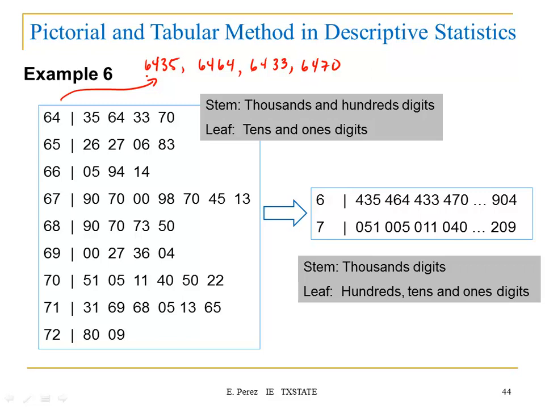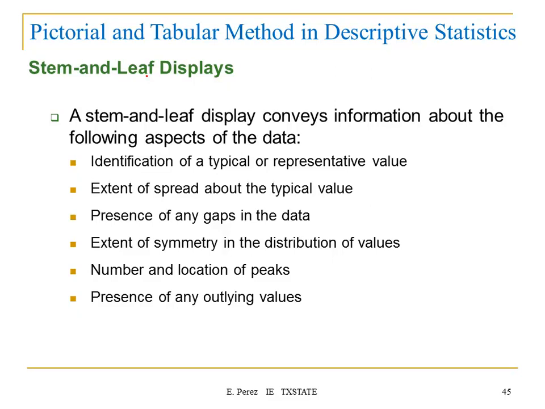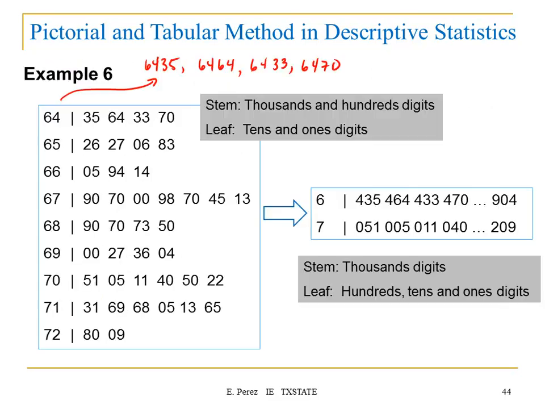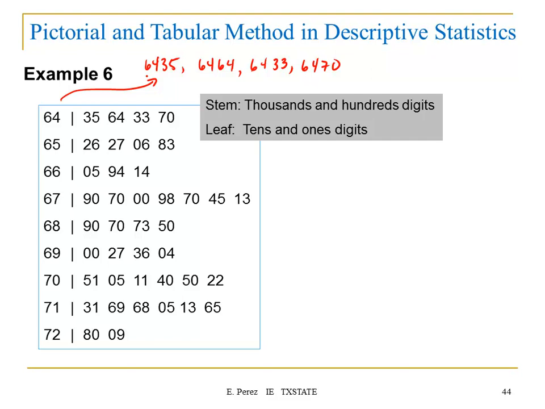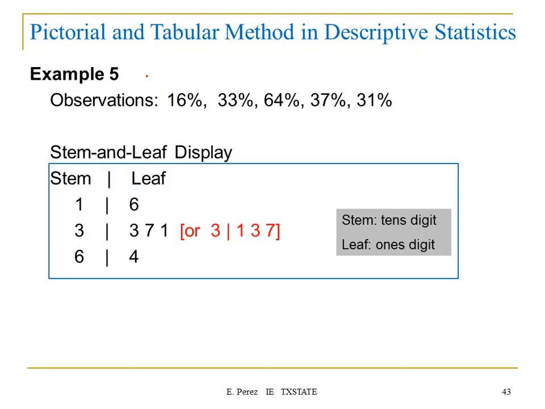I think we have another sample. Okay, so in general, this display conveys information about the following aspects of the data: identification of a typical or representative value, extent of spread about the typical value, the presence of any gaps in the data. So can you, from this figure, maybe this is not the best example, identify any gaps in this information?